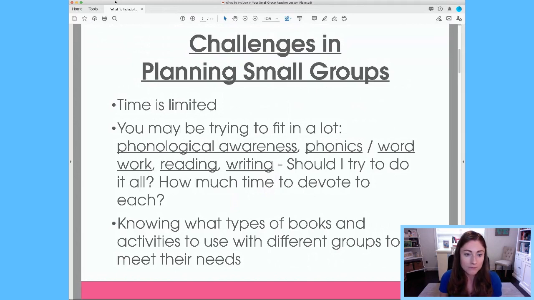Neat. And then the last challenge that I feel is a challenge for many teachers is just knowing what types of books and activities to use with different groups in order to really meet their needs, right? Small group is all about differentiation. And so we need to make sure that what we're doing in small groups and the texts that we're choosing for our kids really match their development as their brains learn to read, some of them for the first time.